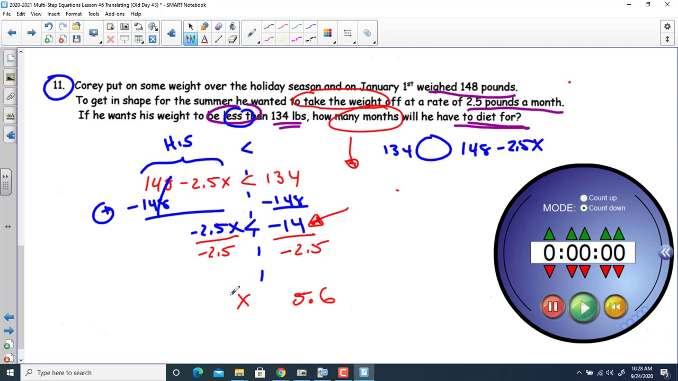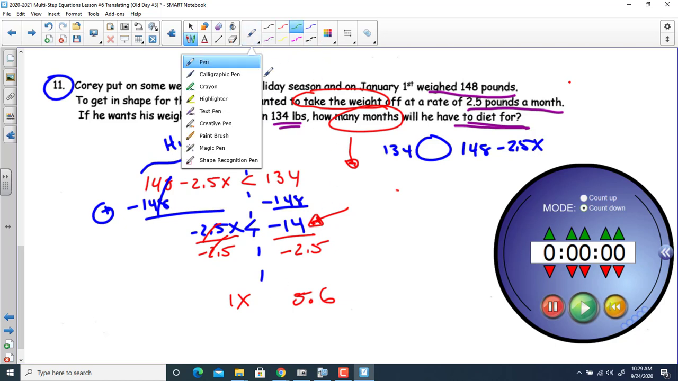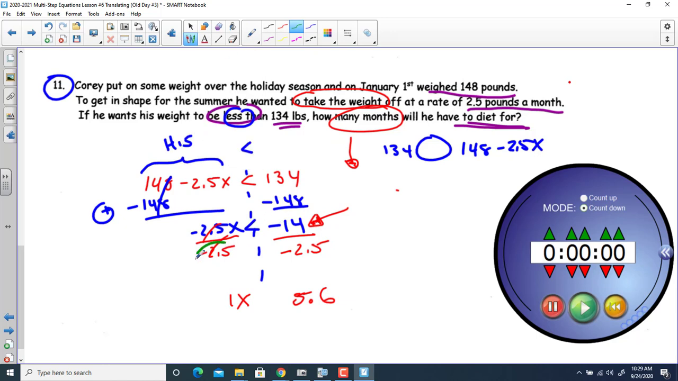We're getting one single x in the expression on the left. The negative 2.5 is dividing into itself perfectly one time. And please don't mess this up. Because you divide an inequality by a negative, you must change the sign. We've got to reverse the sign. So Corey is going to need to be dieting for greater than 5.6 months. And if we're talking about how many months precisely, Corey must diet for 6 months.